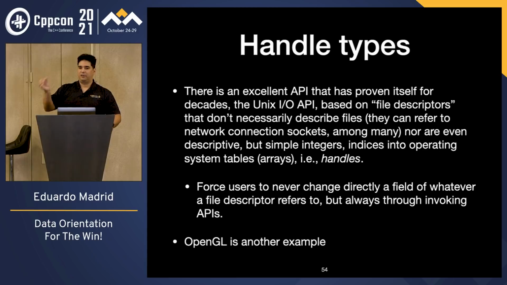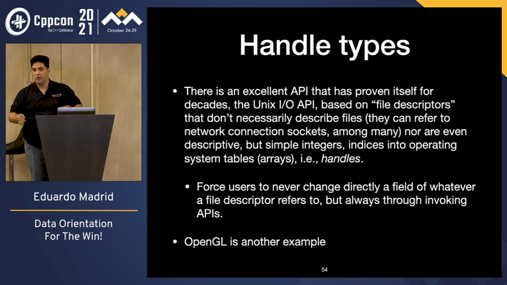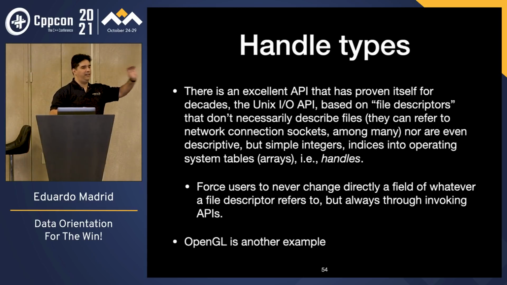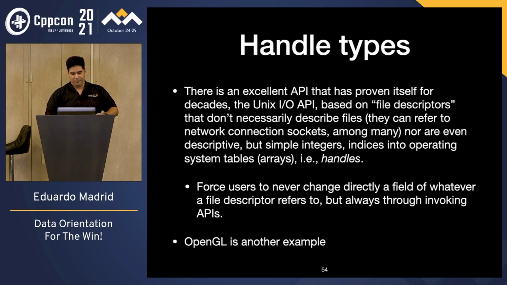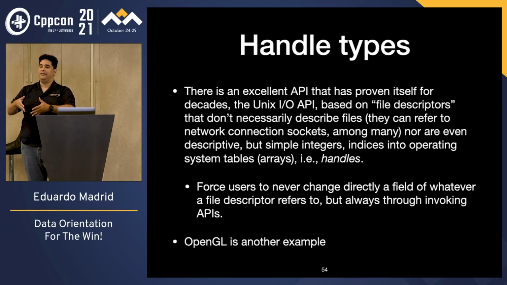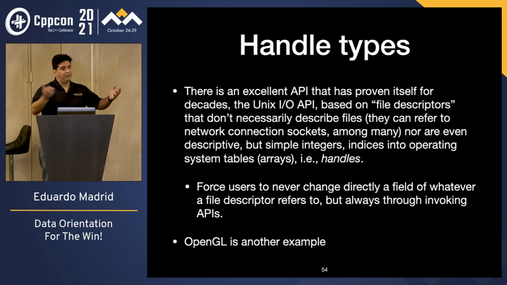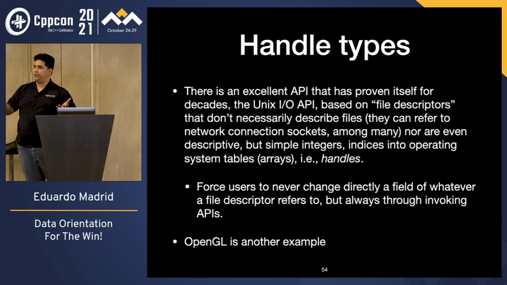That's why I am extraordinarily confident that handle types are the way to go, which is the Unix API for I/O. You have something called file descriptors that don't describe anything and do not necessarily refer to files. That misnomer aside, I think what they are is just handles. OpenGL is another example. The point to make here is that you always use the file descriptors through the proper API, and guess what? That is recovering the benefits of encapsulation.